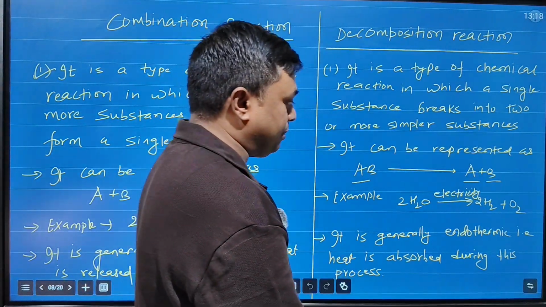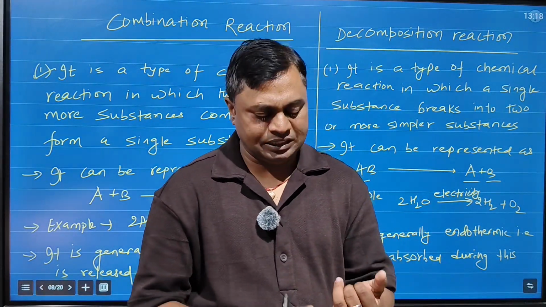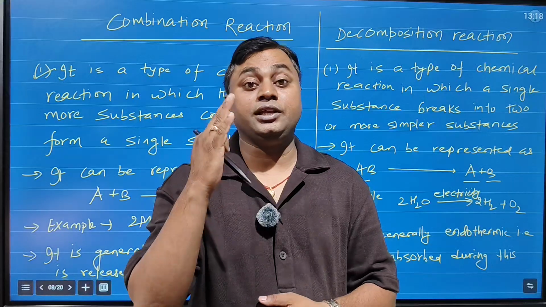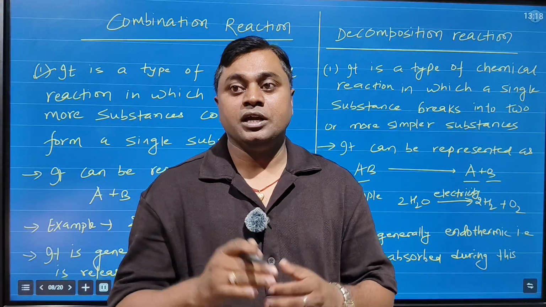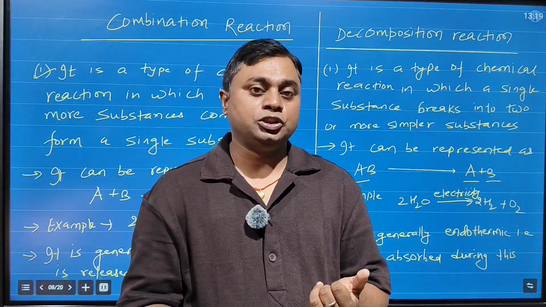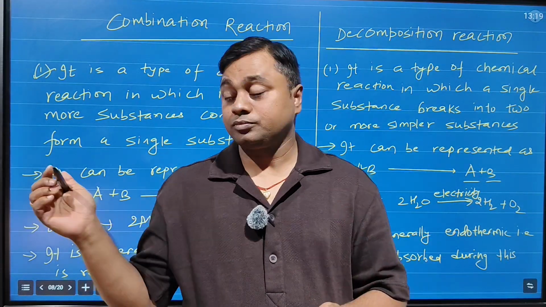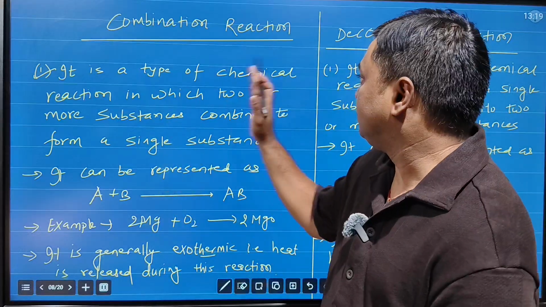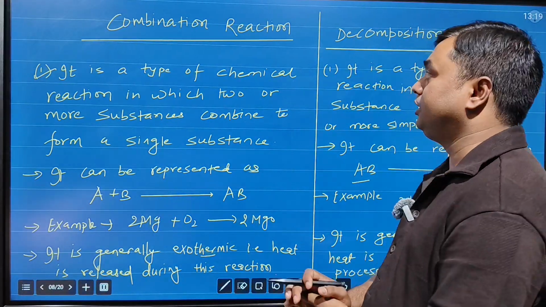Decomposition reactions can take place with the help of heat, light and electricity. That's why there are three types of decomposition reaction: thermal decomposition, electrolytic decomposition and photochemical decomposition. Yes or no? Here are the differences; they may ask you about combination and decomposition.